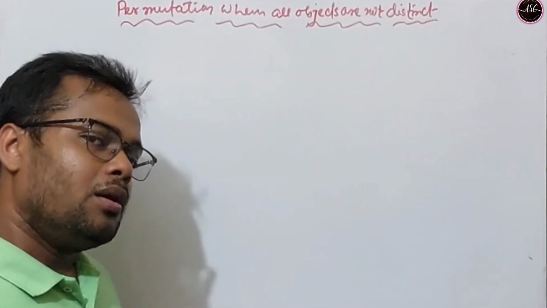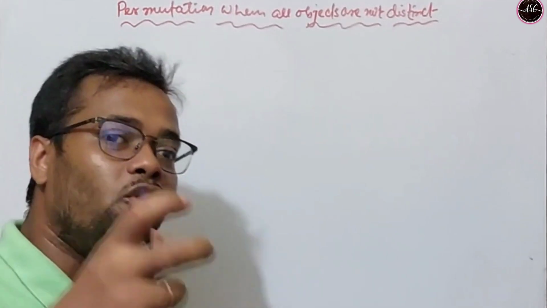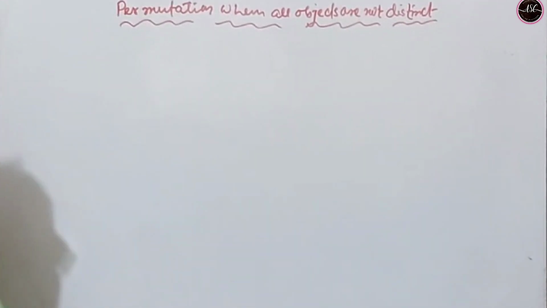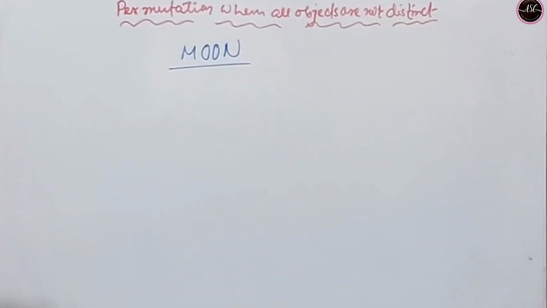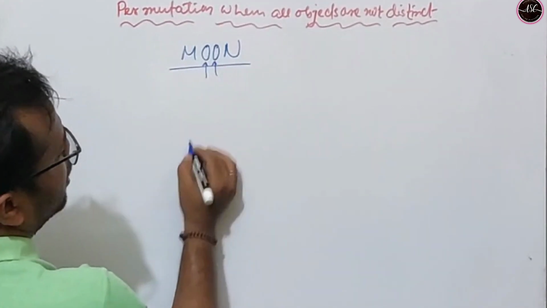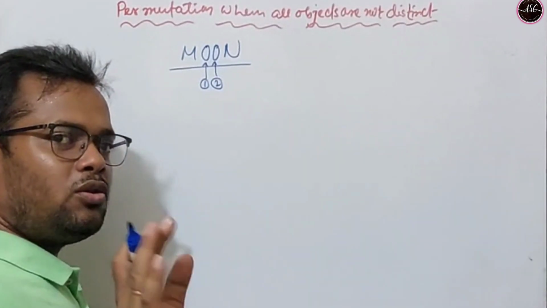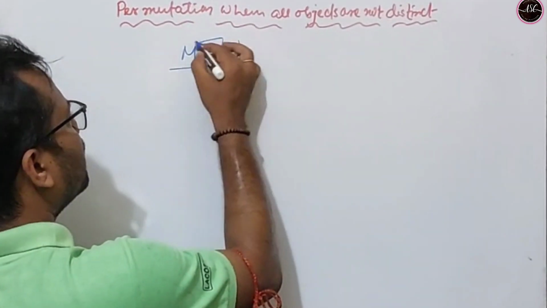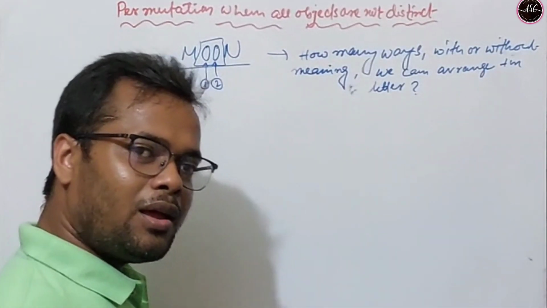Now we are going to learn about permutation when all objects are not distinct. Suppose there is a word MOON. Here just look, the letter O occurs 2 times. Here 1 time, here 2 times. If there is a question, how many ways can we arrange the letters without meaning?